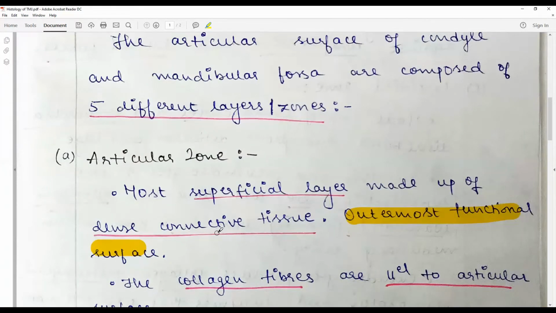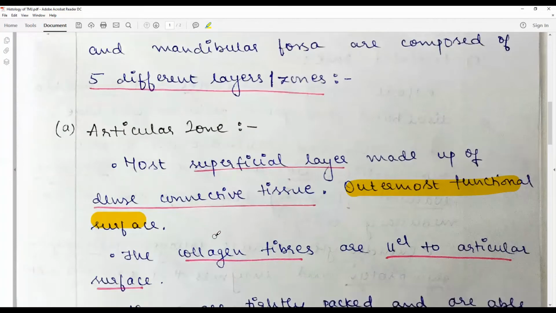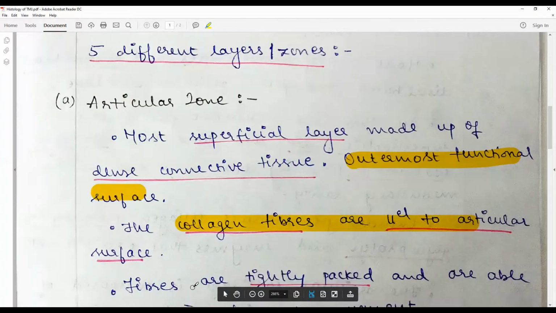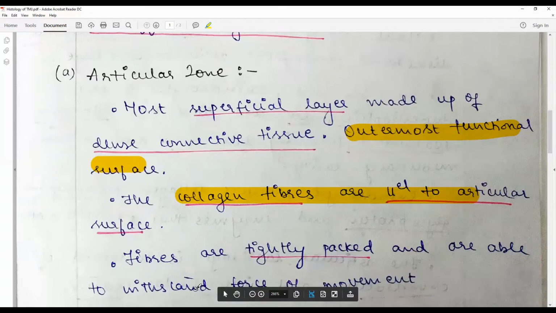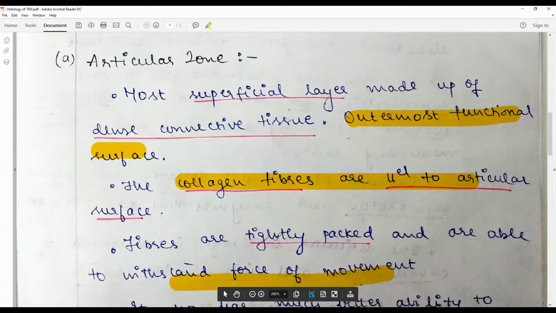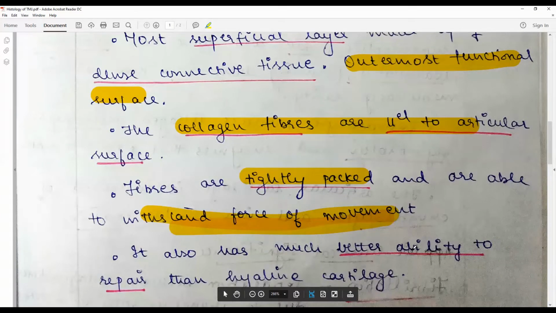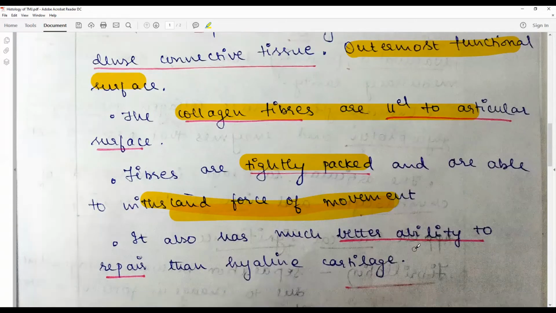Unlike the superficial layers of the other synovial joints, this layer is made up of dense fibrous connective tissue rather than hyaline cartilage and is made up of collagen. The collagen fibers are parallel to the articular surface. The fibers are tightly packed and are able to withstand the forces of movement induced by the condyle. Okay, and it is thought this fibrous connective tissue affords the joint several advantages over the hyaline.